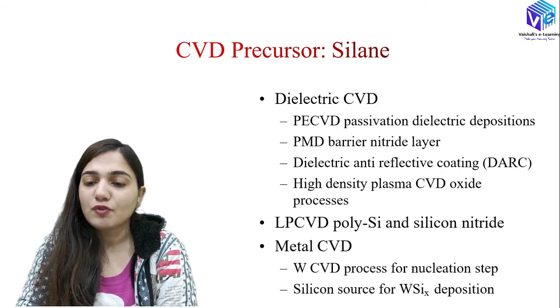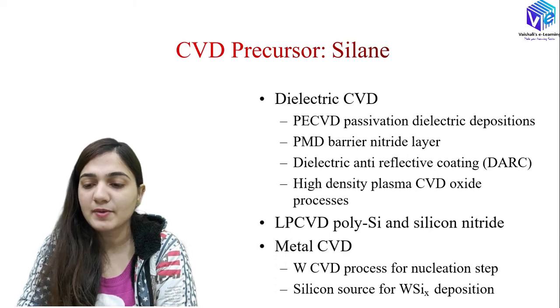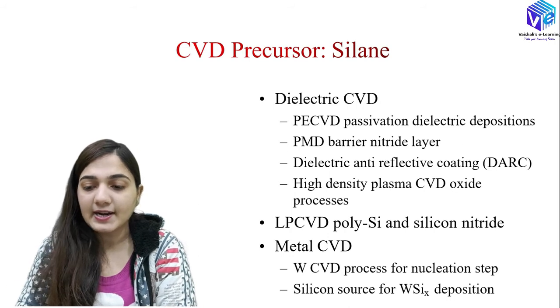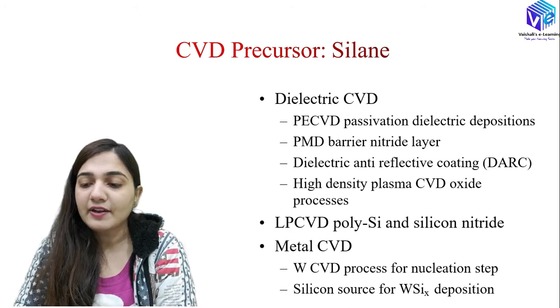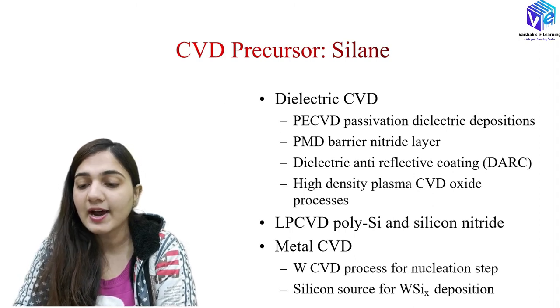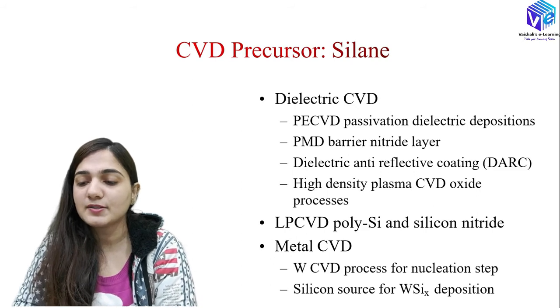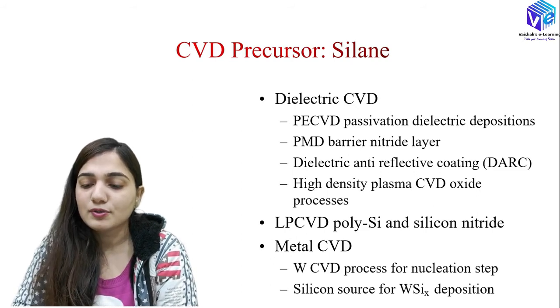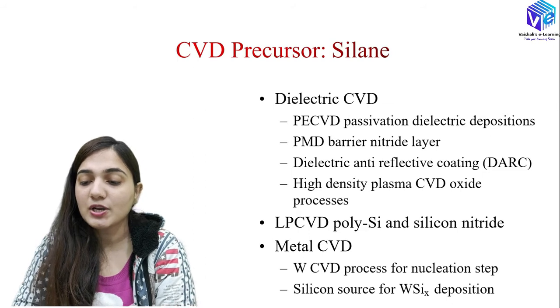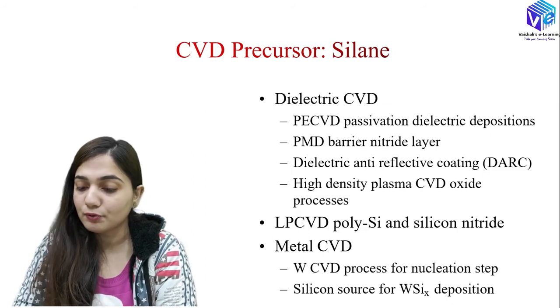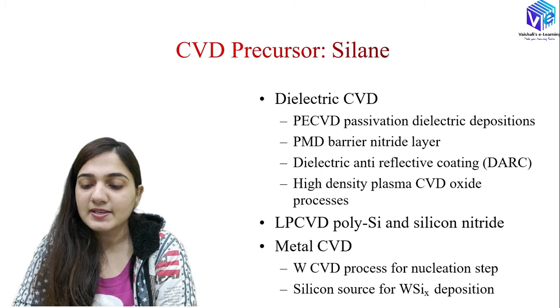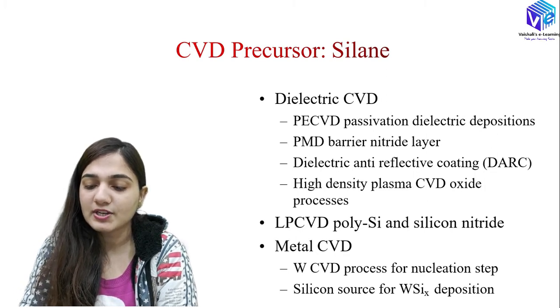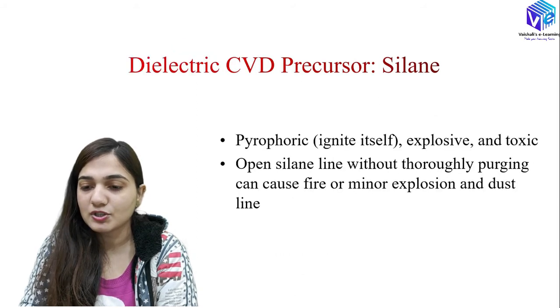Silane can be used for dielectric CVD, for PECVD passivation dielectric deposition, for PMD barrier nitride layer formation, for anti-reflective coating, dielectric ARC or DARC formation, and for the high density plasma CVD oxide process. It is used for LPCVD polysilicon as well as silicon nitride layer growth. It can be used for metal CVD, for the tungsten CVD process nucleation step, and as a silicon source for tungsten silicide deposition as well.